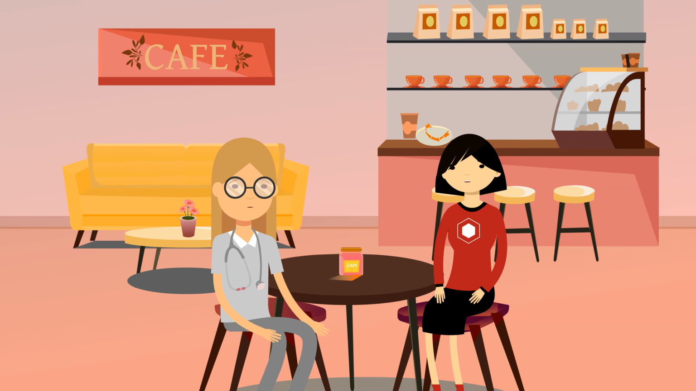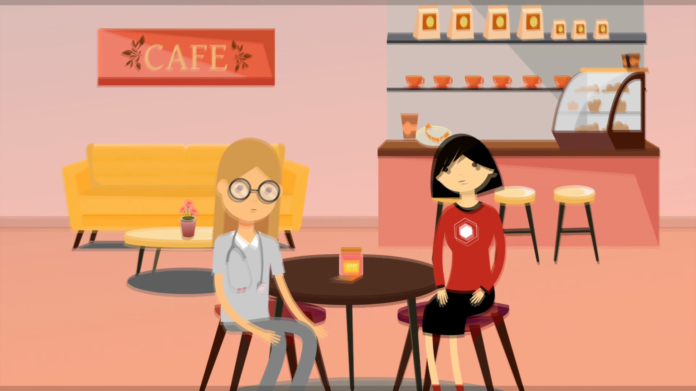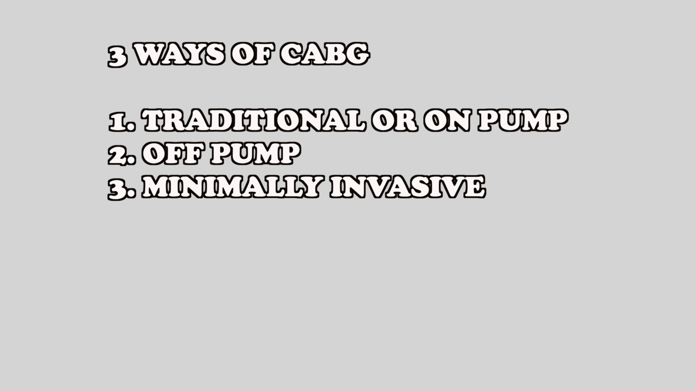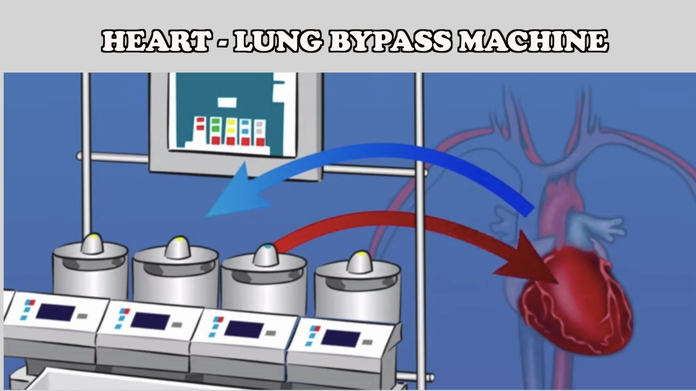Are there different styles of CABG? Yes, CABG may be performed in 3 ways: the traditional or on-pump, the off-pump, and minimally invasive. In traditional CABG, the chest is cut open, and the doctor will place you on a heart-lung bypass machine to take over the function of the heart and lungs during the surgery.